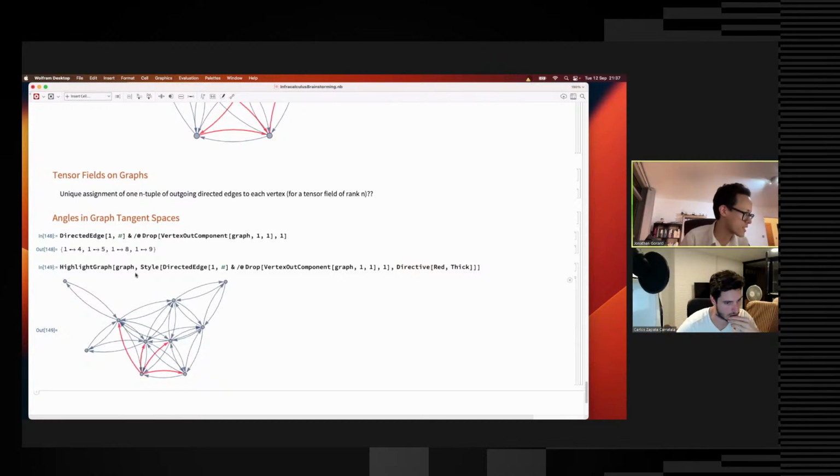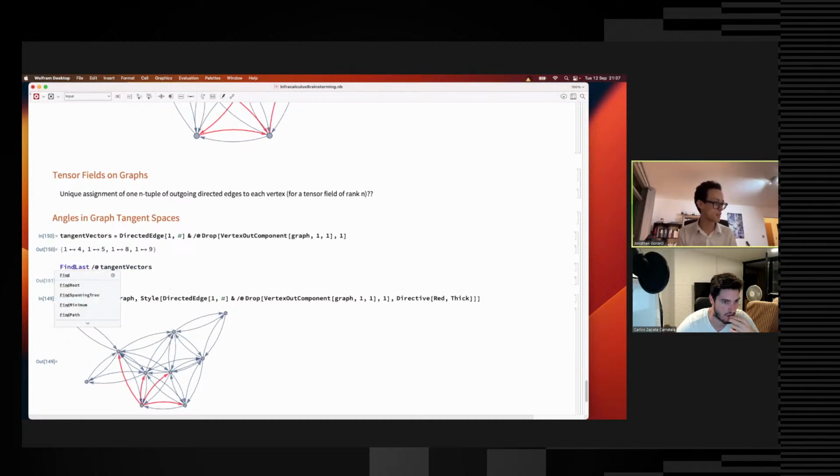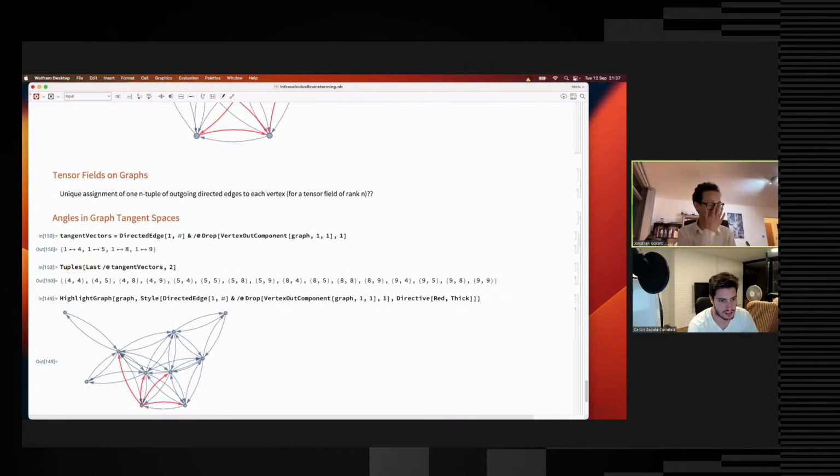All right, so that's our tangent space again. Now we want to say that if we take the endpoints of each of those, those are our tangent vectors. We take the endpoints of those, and then we simply ask: we find the shortest path in the undirected graph. So we do tuples of 1 comma 2, we take all pairs of those, and then find the shortest path in the overall undirected graph. We just do find shortest path, first of that, last of that.